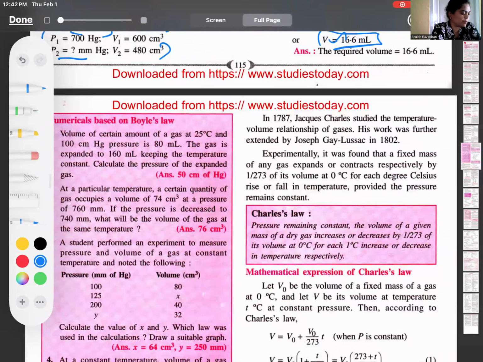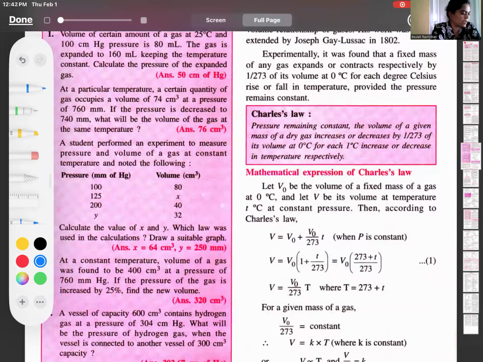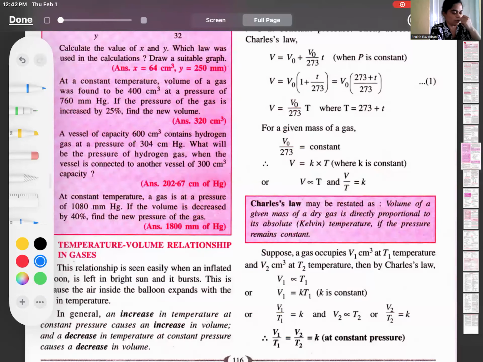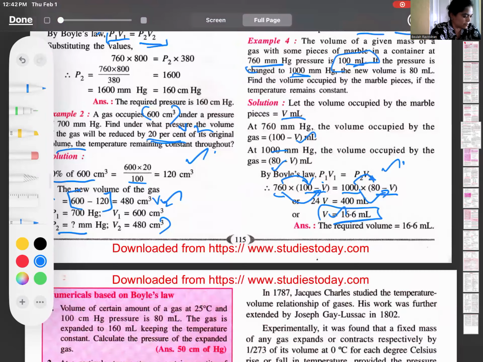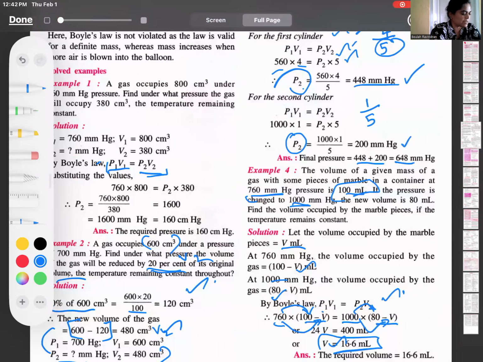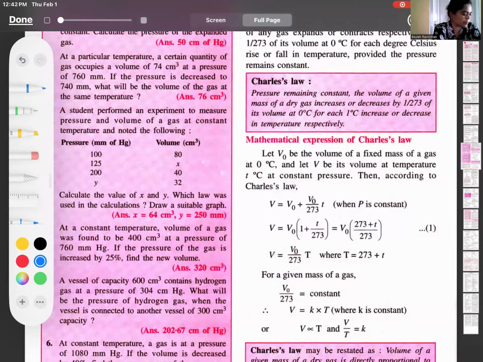So try all these numericals. Then you have to do all the numericals. You have to use all the formulas. So what are all the examples given? You can follow this example and do the exercise problems.